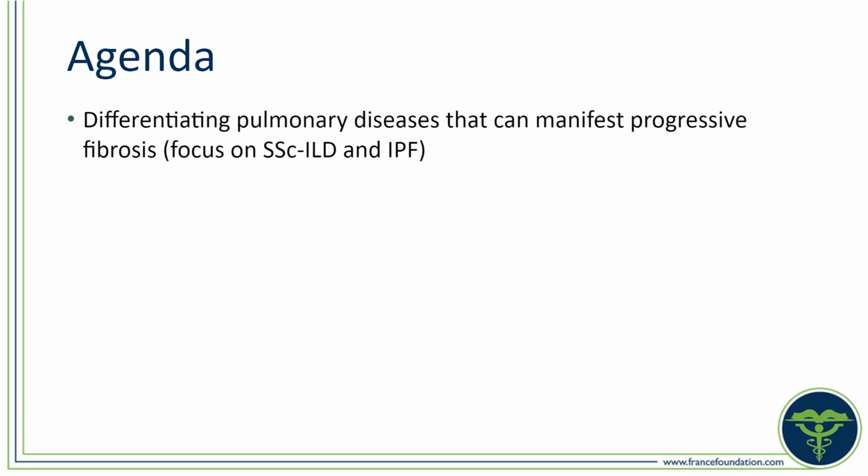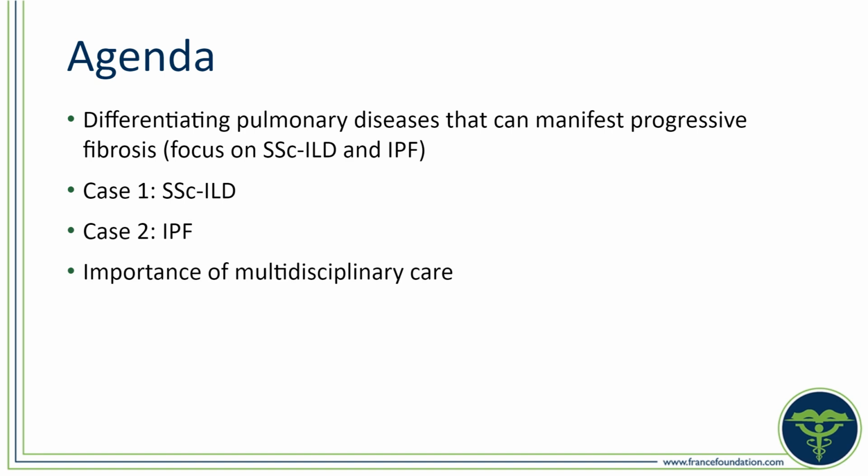So to meet these objectives, we have the following agenda. We'll differentiate pulmonary diseases that can manifest as progressive fibrosis by discussing the first case, SSc-ILD, and then the second case is IPF. And throughout the way, we're going to work on highlighting the importance of multidisciplinary care.